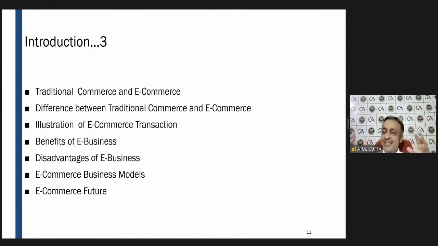So first question on this slide. Traditional commerce and e-commerce. Which of the two is available 24/7? You have to say T for traditional commerce, E for e-commerce. Which of the two is available 24/7? First question. So first is availability.